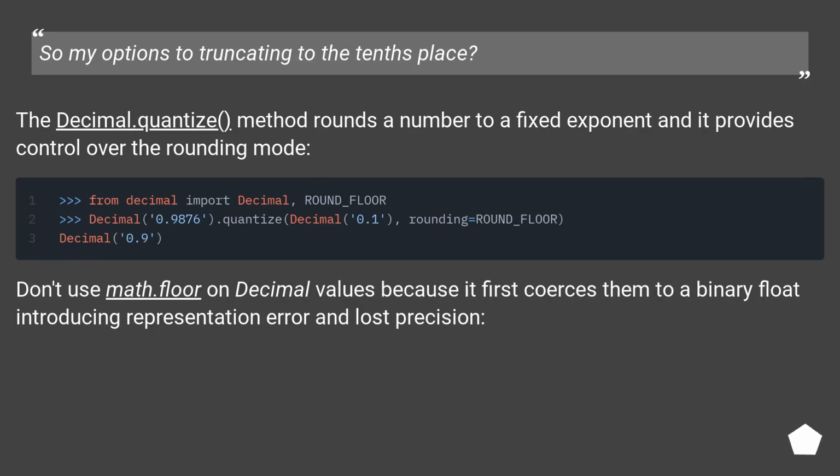So what are my options for truncating to the tenths place? The decimal.quantize method rounds a number to a fixed exponent and it provides control over the rounding mode. Don't use math.floor on decimal values because it first coerces them to a binary float, introducing representation error and lost precision.